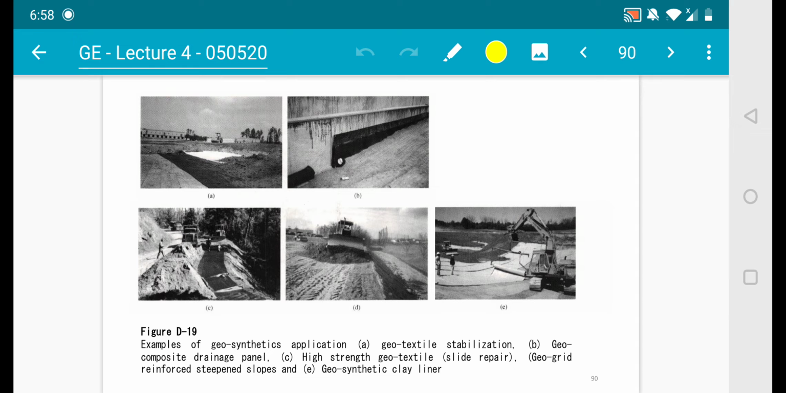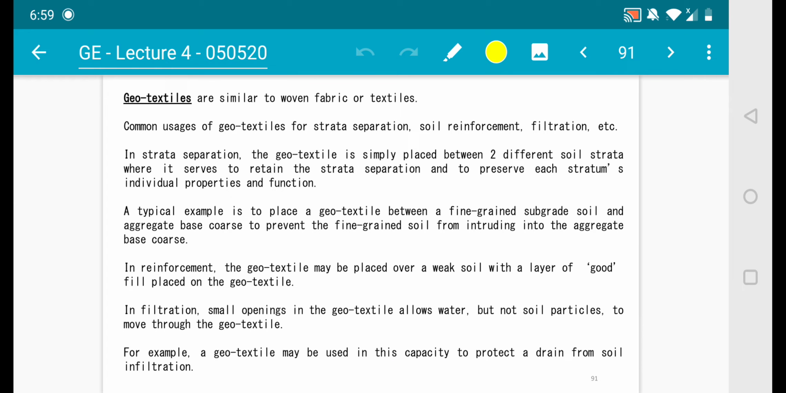If you look at this figure, A is the geotextile stabilization, B is the geocomposite drainage panel, C is a high geotextile slide repair, D is geogrid reinforced steepened slopes, and E is geosynthetic clay liner. Not so clear, but I'll give a better photo in the next slide. Geotextiles are similar to woven fabric or textile. Common usage of geotextile is for strata separation, soil reinforcement, filtration, and so on.